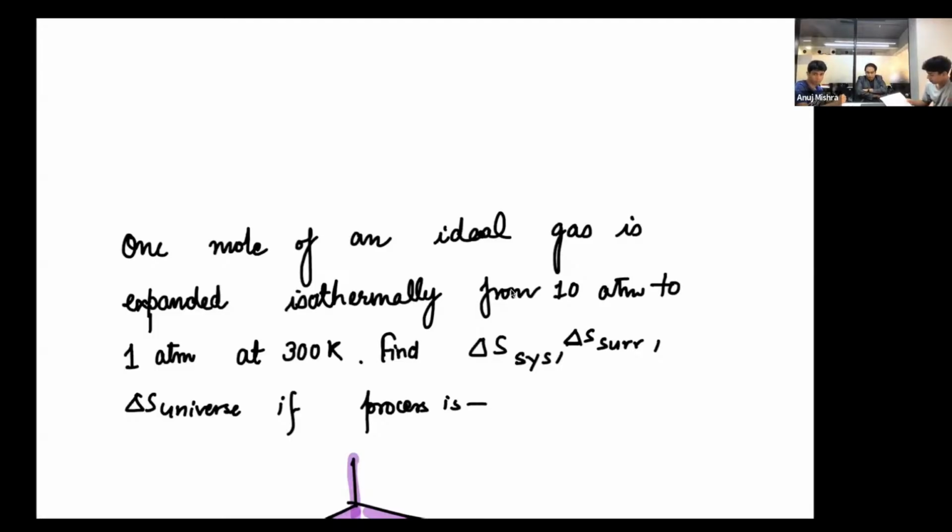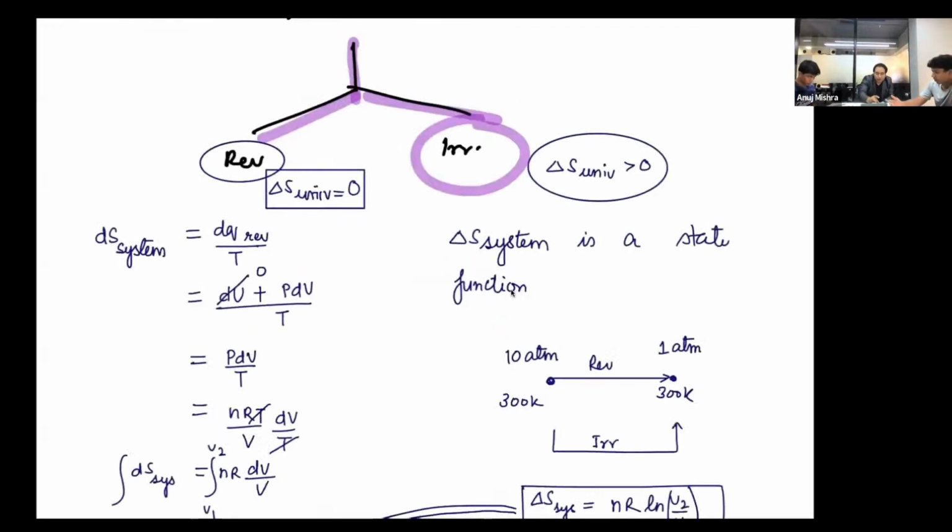R ln 10 is delta S system. What is delta S surrounding? Minus R ln 10. What is delta S universe? 0. So पहला आप देख लो solution.